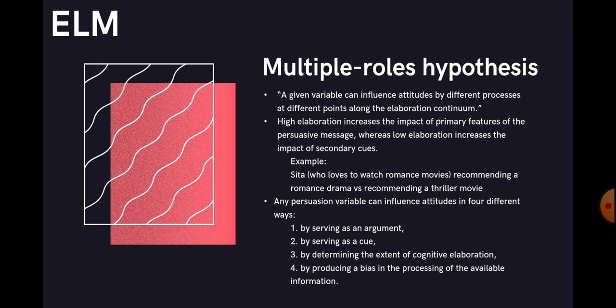if Sita, who loves to watch romance movies, is recommending a romance drama, then it's like a plus point in high elaboration in the central route, because there is a correlation between Sita, who loves to watch romance movies, and recommending a romance drama. Because Sita loves to watch romance movies, that probably means that she has a good taste in romance drama. She has a vast knowledge about romance movies or dramas in general. So in the high elaboration route, it could be a plus point towards the persuasion.